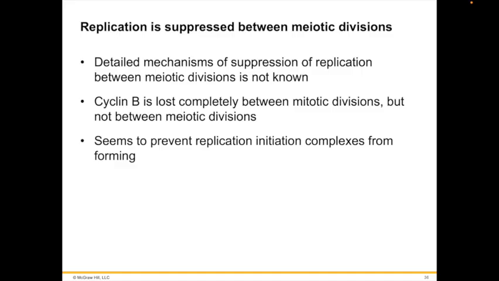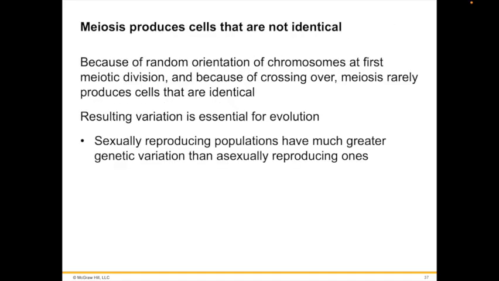During mitosis, the destruction of mitotic cyclin is necessary for a cell to enter another division cycle. The result of this maintenance of cyclin B between meiotic divisions in germline cells is the failure to form initiation complexes necessary for DNA replication to proceed. This failure to form initiation complexes appears to be critical to suppressing DNA replication.